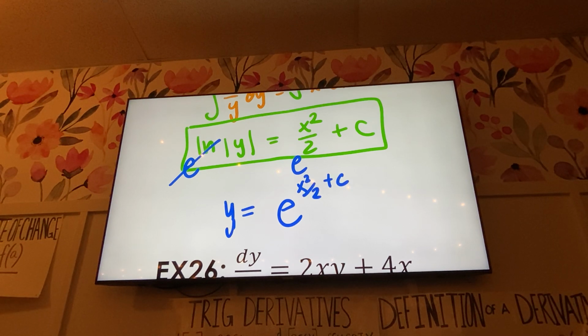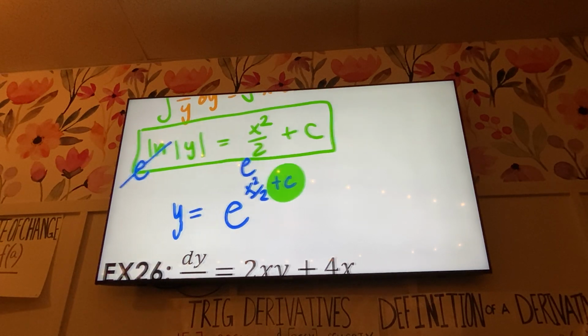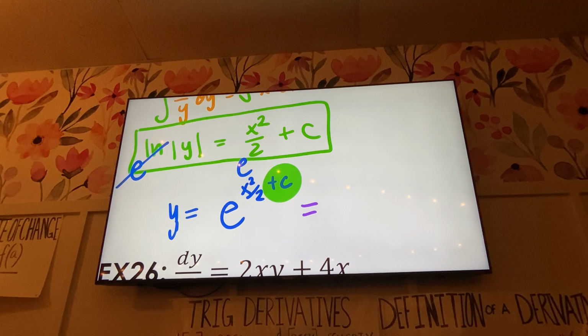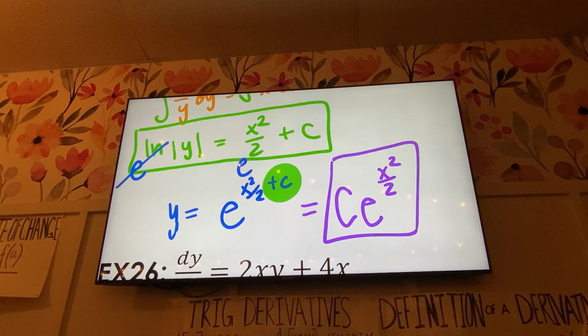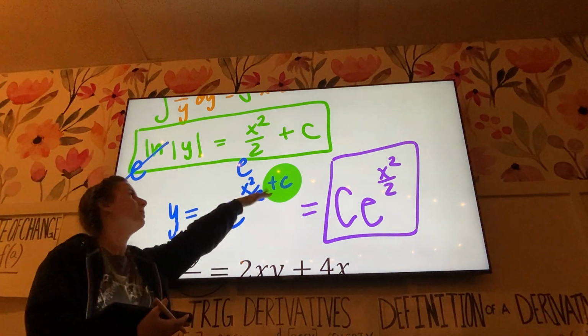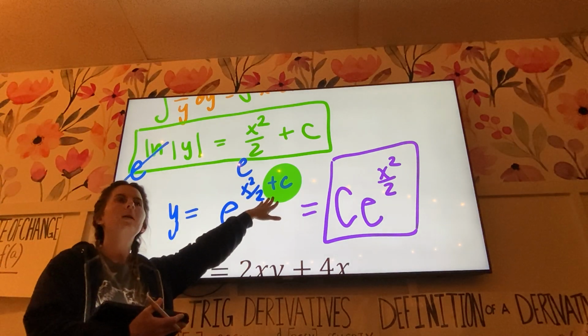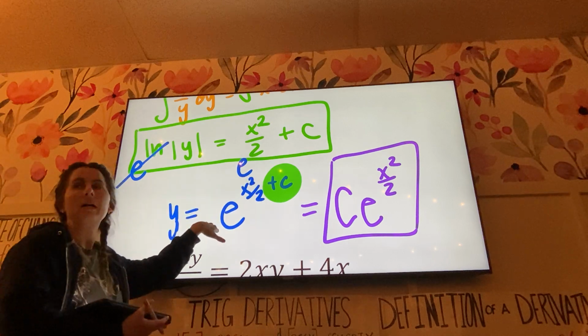And now on the AP test, you're going to see something funny happen here with the plus c. So what they're going to do is they're going to take that plus c and multiply it in front of the e. So it'll look like this. I'm going to explain the math of why that works, but it's almost easier to just remember if you have a plus c in your exponent, that can come down and get multiplied in the front.